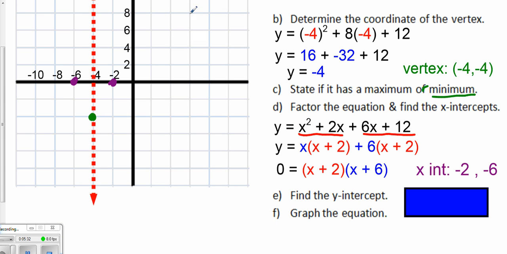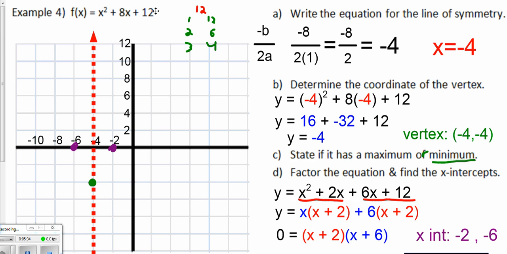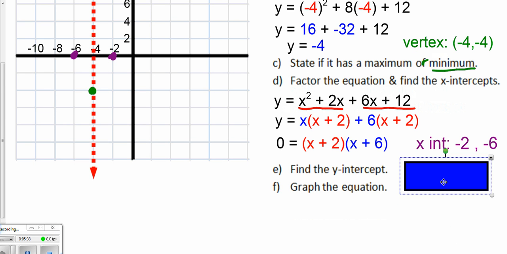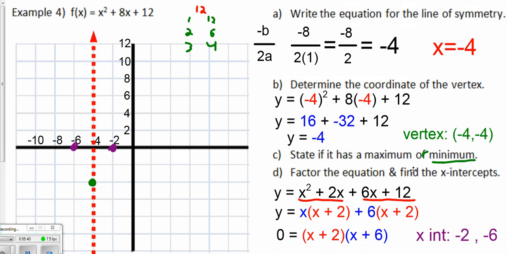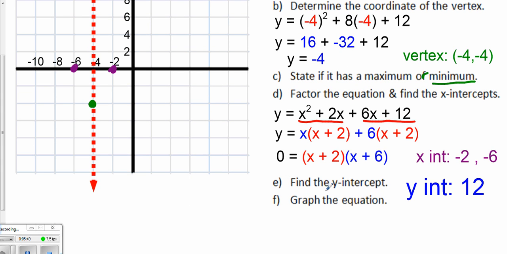Find the y-intercept. Remember, the y-intercept is always this last number. It's c, so we have 12. The y-intercept is at 12. And this is part of why we wanted it to go by 2, so we could reach all the way up to this y-intercept. The last thing we need to do is graph the whole equation.